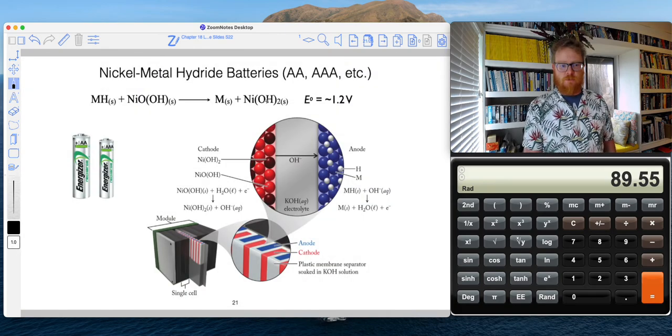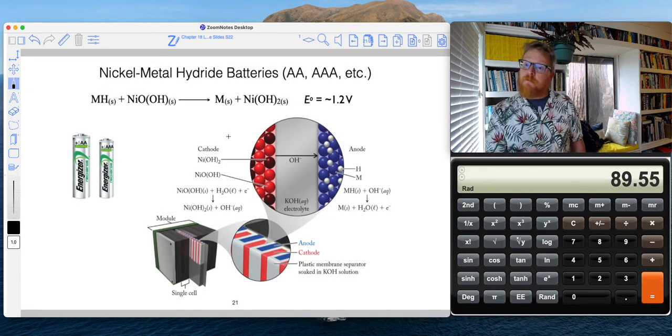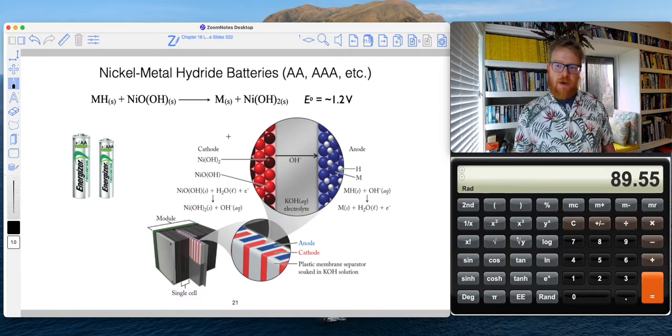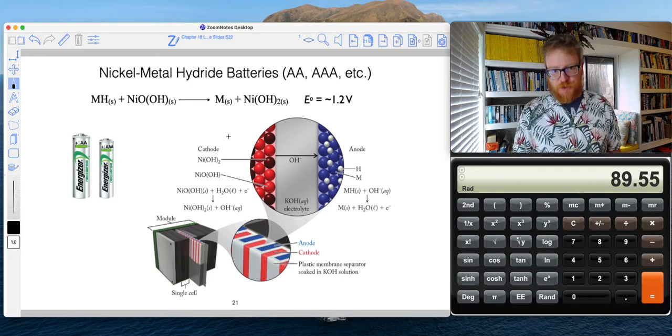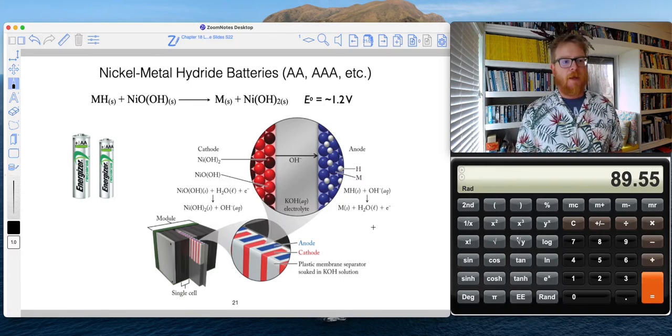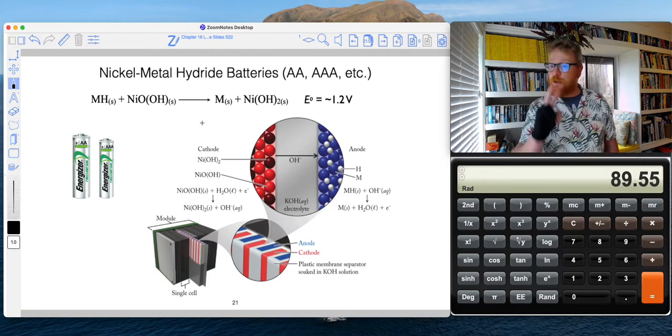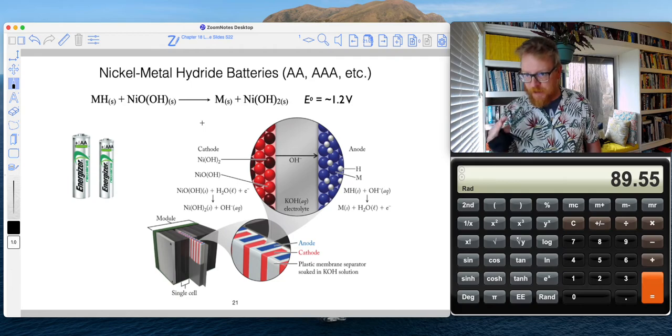So I want to talk about the nickel metal hydride battery. We've already talked about alkaline batteries, and alkaline batteries are your single use AA or AAA. As it turns out, if you reconfigure the anode and cathode of these to be what they call nickel metal hydride, then they are rechargeable. So you can use these as both voltaic cells and electrolytic cells, so they can be reversed.